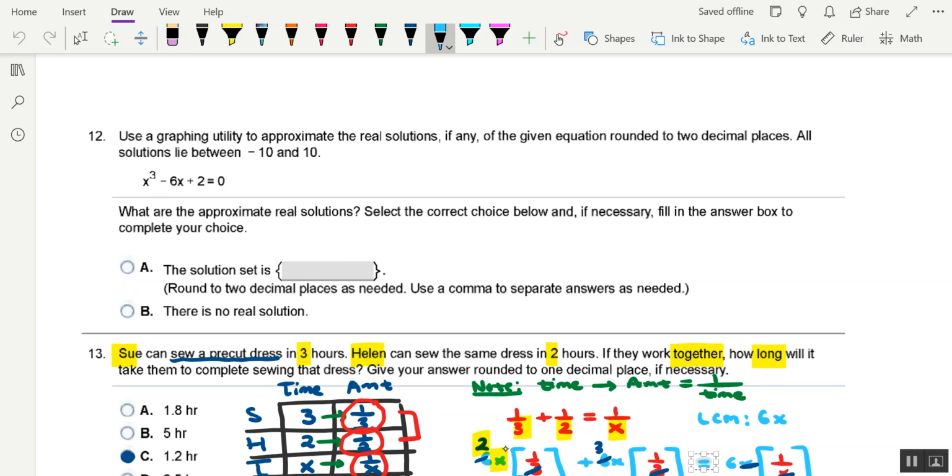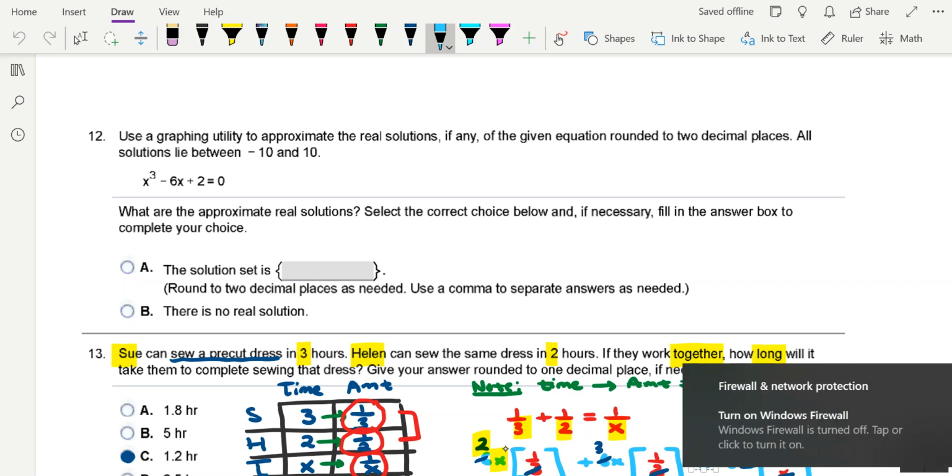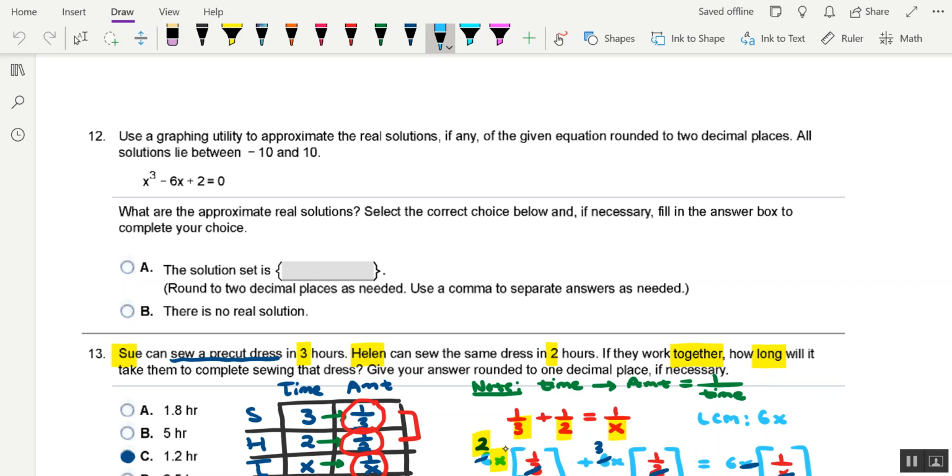Mr. C here, and in this video we're going to solve problem 12 of the MyMathLab Mr. C's Practice Unit 1 exam. In this problem, what we want to do is use the graphing utility to approximate the real solutions, if any, of the given equation rounded to two decimal places. It says here that all solutions lie between -10 and +10, and for the most part that means that we can use the standard viewing window when finding these solutions.